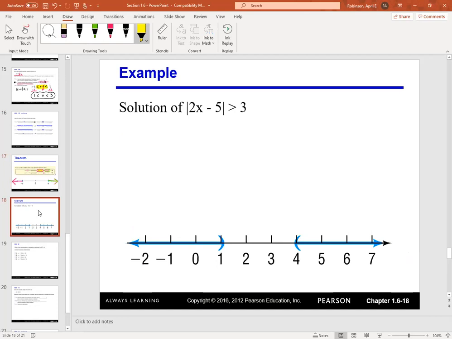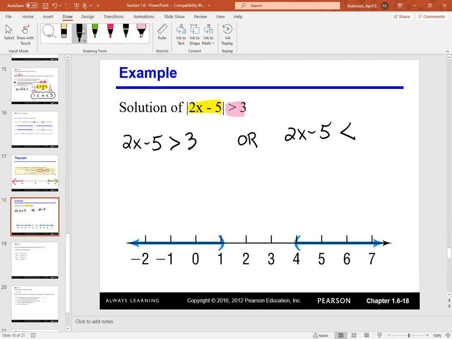So 2x minus 5 is greater than 3. I am going to split this into two equations. I am going to start with the first one, which says 2x minus 5 is greater than 3. That's your first equation. Or the 2x minus 5 is going to be less than negative 3.